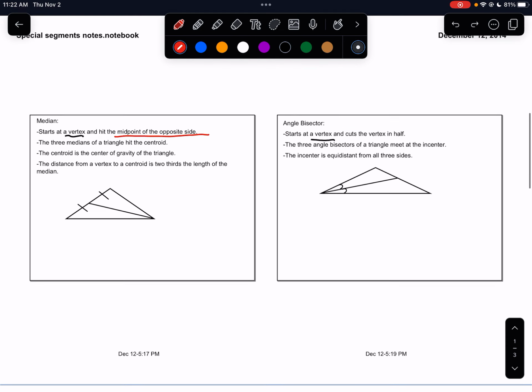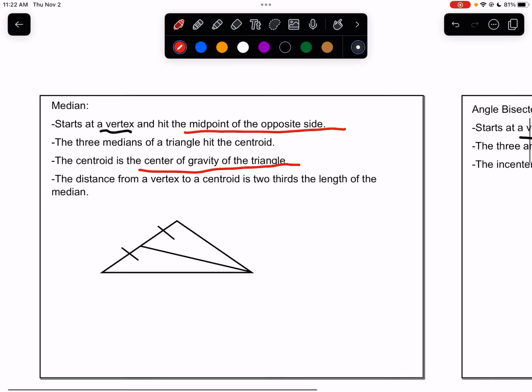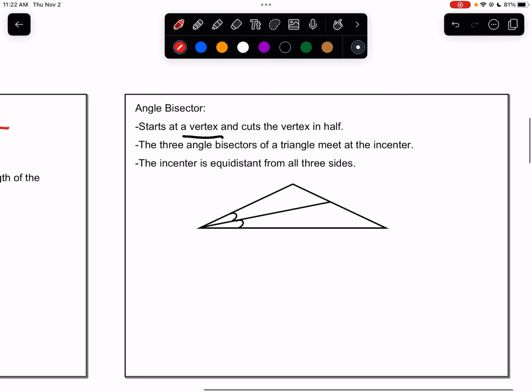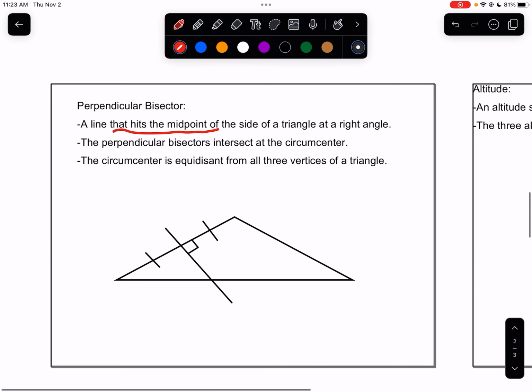A few things that might make it a little bit easier: a centroid is the center of gravity. The center of gravity is going to be inside the shape, so centroids are always inside the shape. Angle bisectors meet at the incenter. The incenter, look at the letters IN. It is inside, equidistant from the sides. Incenter: inside, equidistant from the sides.